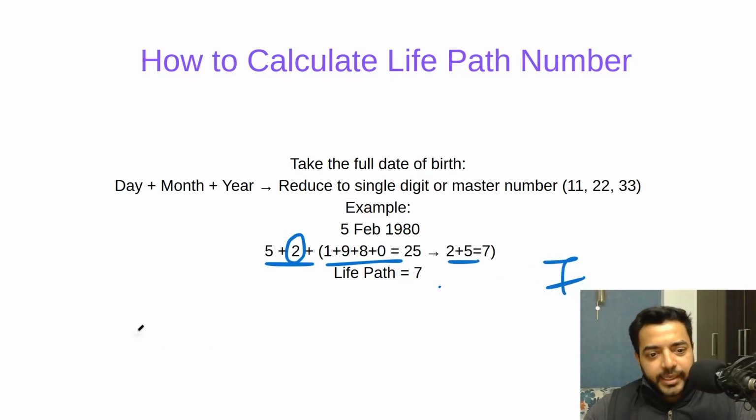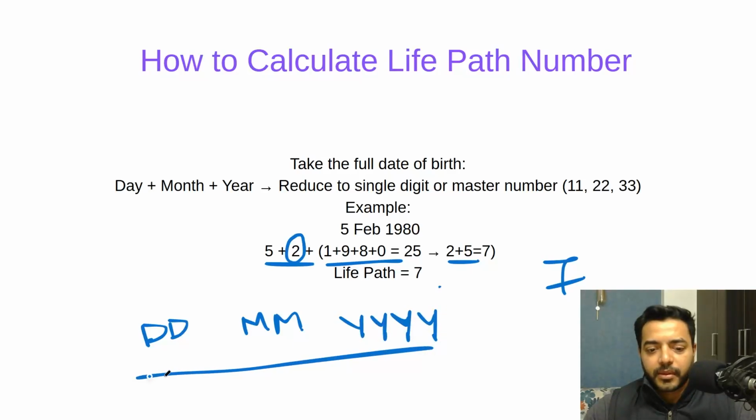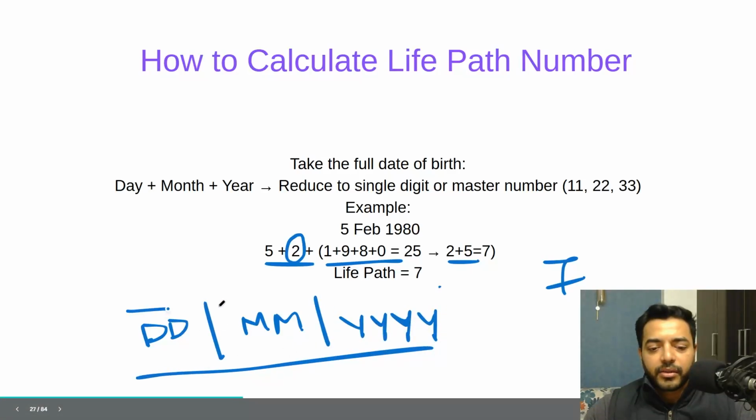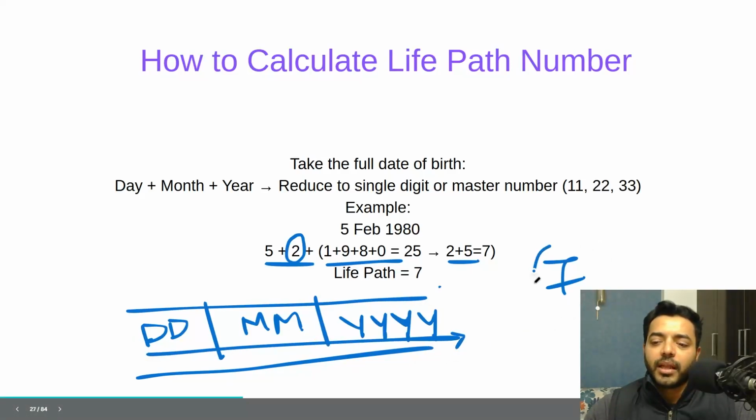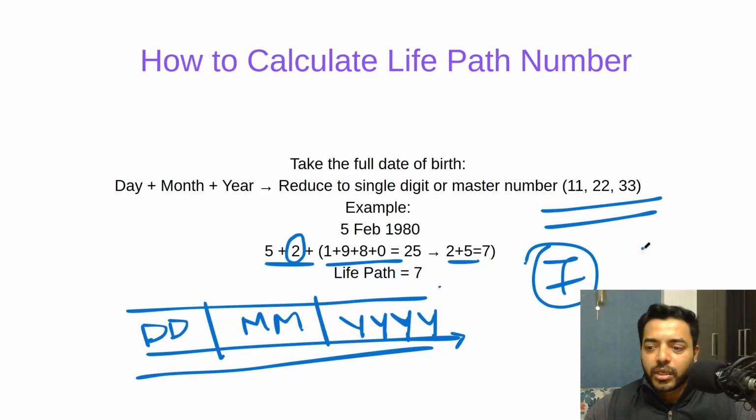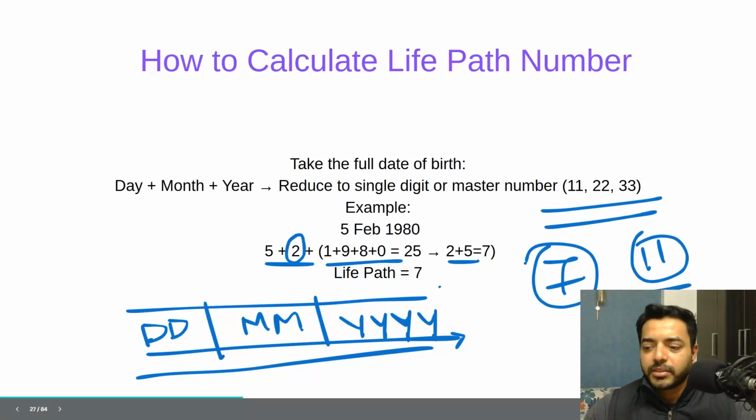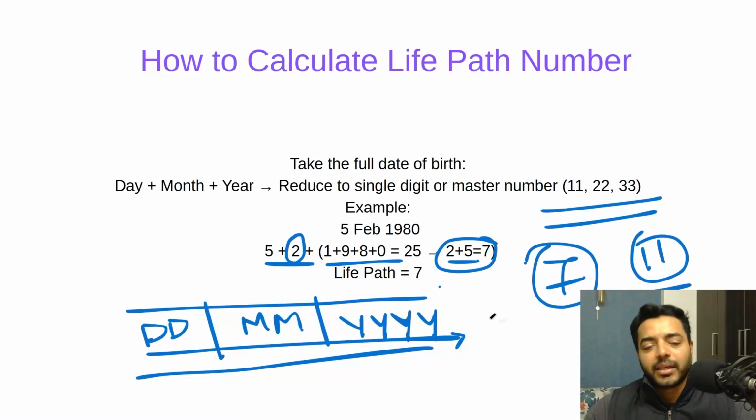All you need to do is write your birth date as DDMMYYYY, right? And in here, you add each digit and reduce it to its last number, unless that number is 11. If the total becomes 11, then you keep it as 11. If it is 22, you keep it as 22. If it's 33, you keep it as 33, right? Otherwise, you reduce it to a single digit.